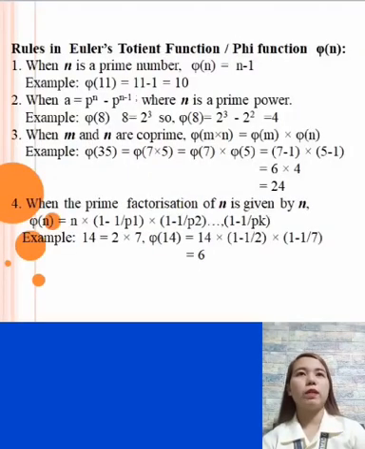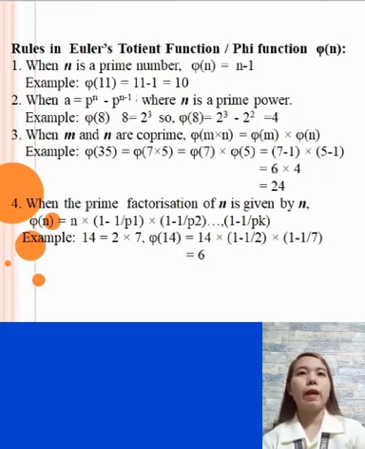We have rules for Euler's totient function, or phi function. First, when n is a prime number, then phi of n is equal to n minus 1. For example, phi of 11 is equal to 11 minus 1, which is 10. Second, when n is equal to p raised to k, a prime power, then phi of n is equal to p raised to k minus p raised to k minus 1. For example, phi of 8. 8 is equal to 2 raised to the power of 3, so phi of 8 is equal to 2 raised to the power of 3 minus 2 raised to the power of 2, which is equal to 4.